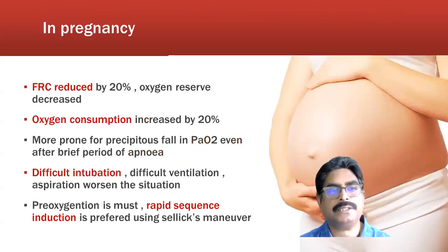And in the case of pregnancy, FRC is already reduced by 20% and oxygen reserve is reduced. But oxygen consumption is increased by 20% due to the placenta and fetus, and they are more prone to hypoxia even during a short period of apnea. So there is difficult intubation in pregnancy, and also we have to go for a rapid sequence induction using Sellick's maneuver.